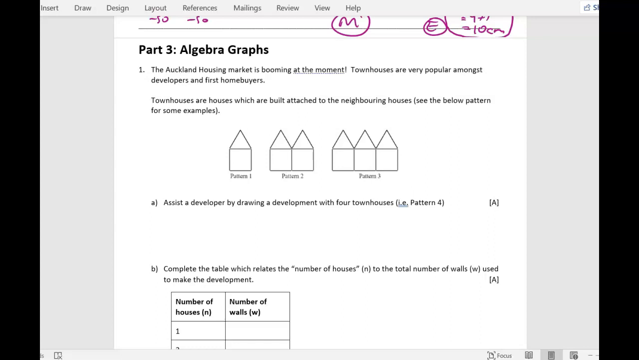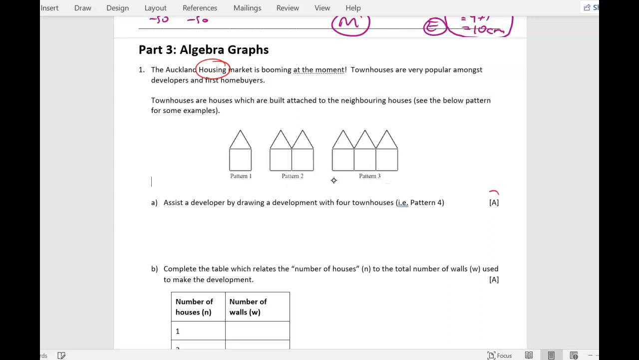So the Auckland housing market is booming at the moment. So it's all about houses. Townhouses are very popular among developers and first home buyers. This is actually really true. You'll see them popping up all over the show. Townhouses are built attached to a neighboring house, and you can see that in the pattern here. So there's a regular house, there's 2 townhouses, and there's 3 townhouses.